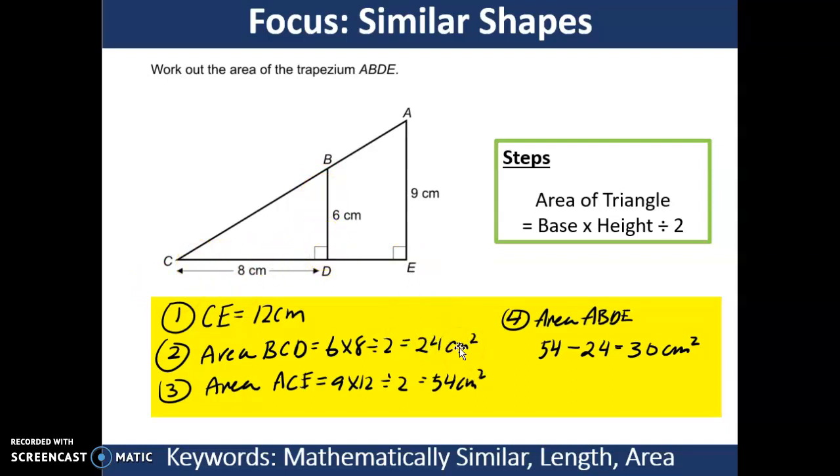because it's a right angle triangle, we get 24 centimeters squared. We take the big one, 9 times 12. Not 9 times 8, but 9 times 12. And then we divide by 2, we get 54. We subtract the both, and we get ourselves 30 for the trapezium.